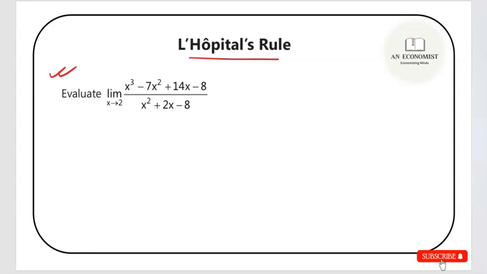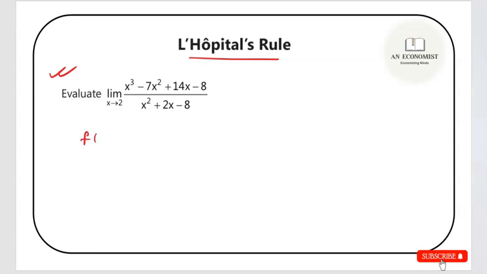The question says evaluate this particular limit. Now if you observe carefully, again you will see that the numerator and the denominator will be in the 0 by 0 format if you put 2 here. Instead of x, if you put 2, you will see both the numerator and the denominator will be in 0 by 0 format. You can see this for yourself.